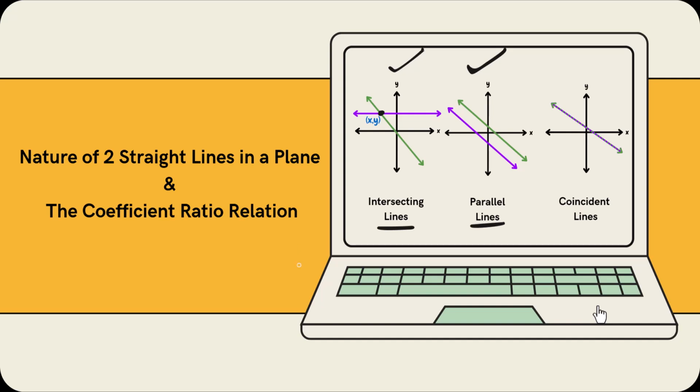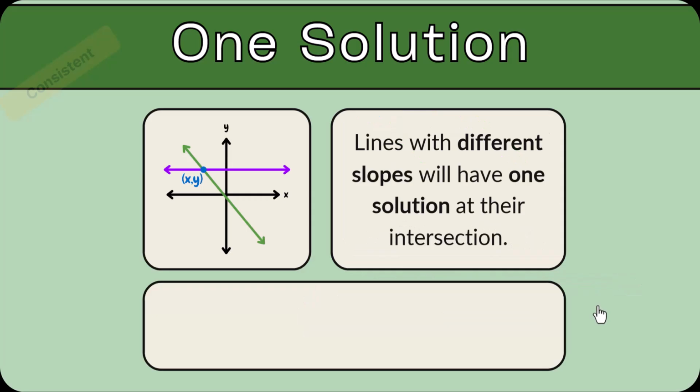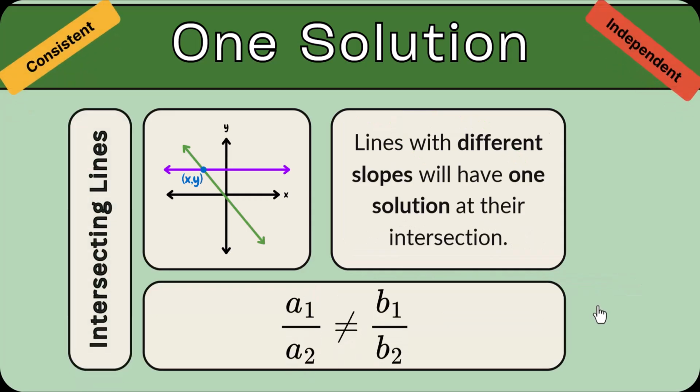So in the first case, when the lines intersect, we have one solution, right? And in the second case, when there are parallel lines, we have no solution. And in the third case, coincident lines, infinitely many solutions, right? We have many solutions. All the points on these lines are the solution. So we'll try to understand them one by one, okay? So we have consistent, one solution, and independent. I'll explain all of these.